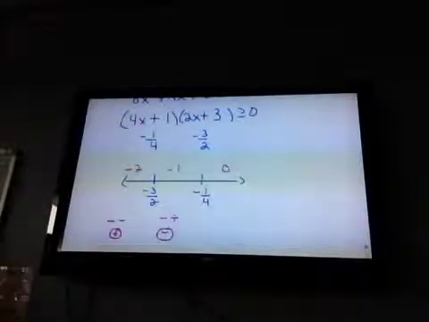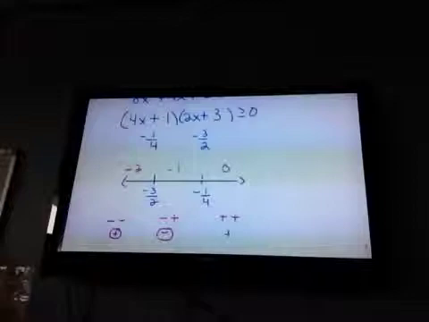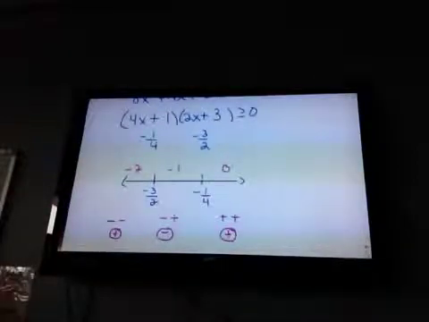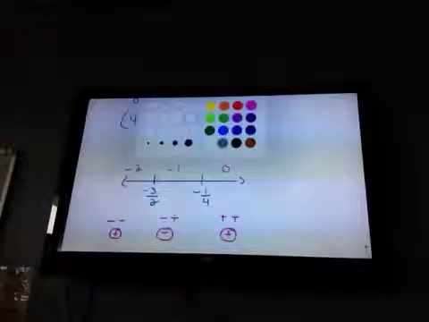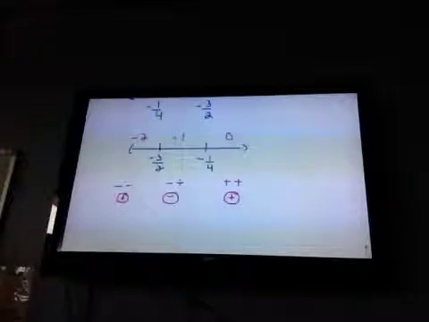4 times 0 plus 1, positive. 2 times 0 plus 3, positive. Positive times positive is positive. I'm getting to ones that get different here in just a second. Okay, we want greater than or equal to 0, which are positive numbers.